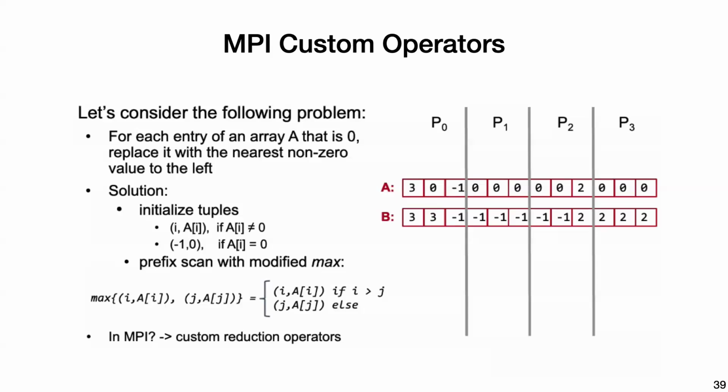And then we can do a prefix sum with this tuple and with the modified max operator. So this max operator takes in these two tuples, I, A of I and J, A of J, and it sets if I is greater than J. So this is the index, this is I, and this is J. It's always going to be greater than -1 because indexing starts at 0. So if I is greater than J, which means the index that it had in this tuple existed, then we set it equal to A of I. Otherwise, set it to J, A of J.